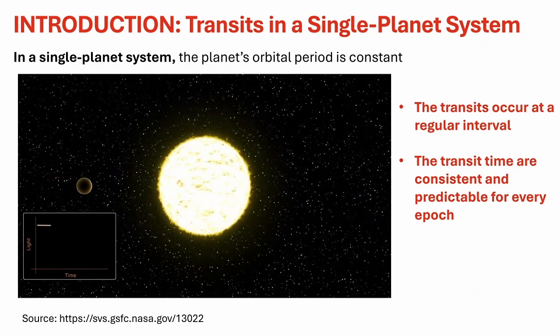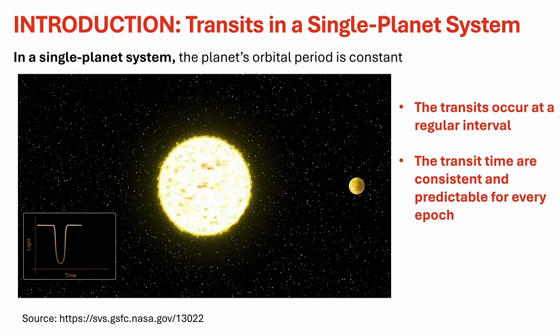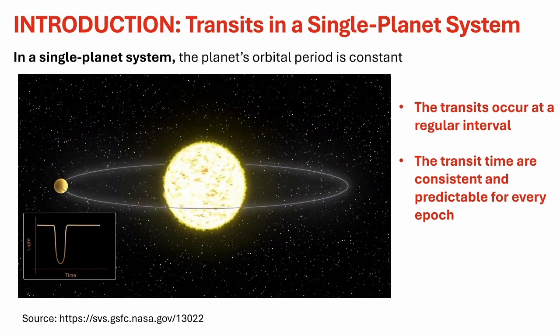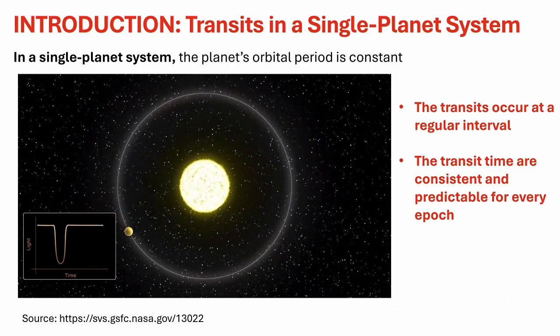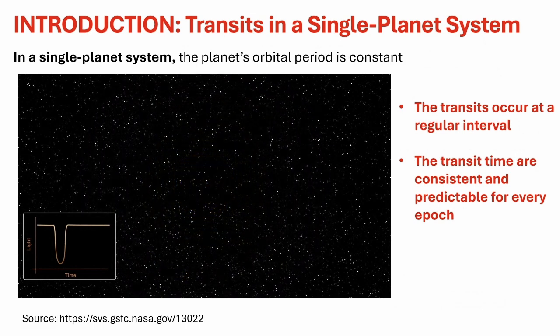You will notice that as the planet goes in front of the star, a small portion of the star's light is blocked, creating a dip in its light curve. And the planet will go and transit once again, and the dip will be observed once again. An interesting thing is in a single planet system, the planet's orbital period is constant, which means after a set amount of time, the dip will happen once again, and we'll be able to predict when this dip would happen.